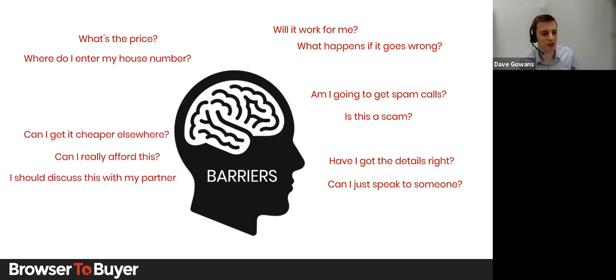And then you get the comparative questions. Can I get it cheaper elsewhere? Can I really afford this? I mean, this is when you start to get into the bigger, deeper questions that people have. I need a new boiler in my house, but can I afford a new heating system this year? Or can I afford to get my car serviced? Or can I afford this insurance? Do I really need it? Do I need this product? And these are very hard things to address.